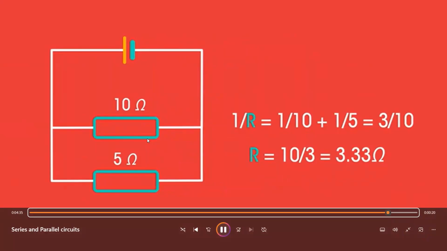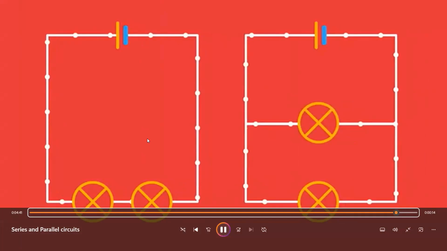3.33 ohms. How did you do? So now you know how series and parallel circuits differ and how we can calculate the resistance experimentally.